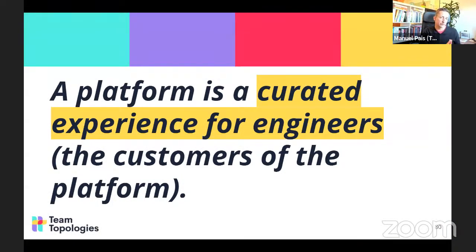A good platform is going to be a curated experience for engineers, the customers of the platform, meaning we help our customers of the platform do their jobs easier, in a more engaging way, in a simpler way, that really then helps those teams go faster because they have less to worry about. They have less cognitive load.